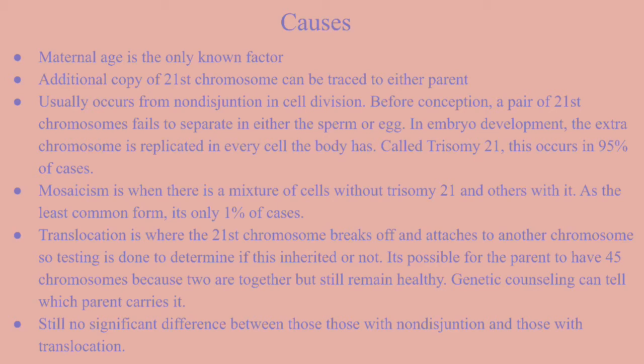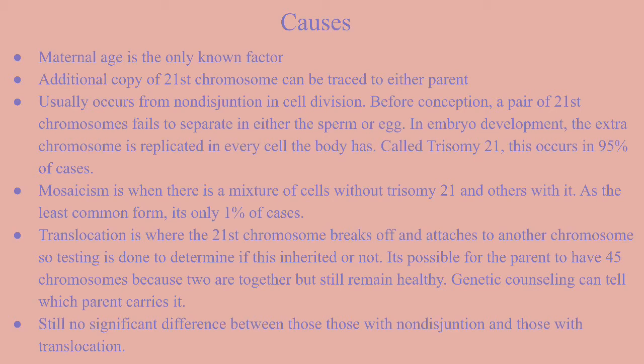Called trisomy 21, this occurs in 95% of cases, so it's the majority. Mosaicism is when there's a mixture of cells without trisomy 21 and others with it. As the least common form, it's only 1% of cases. Translocation is where the 21st chromosome breaks off and attaches to another chromosome. So testing is done to determine if this is inherited or not, because it can be.